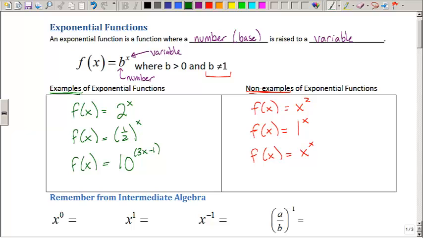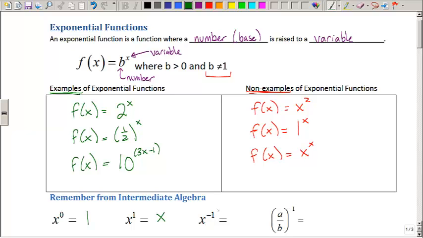Before we start graphing the exponential functions, I want you to remember some properties from intermediate algebra that we'll be using heavily in this section. Any number raised to the 0 power is always 1. 2 to the 0 is 1, 15 to the 0 is 1, 1 to the 0 is always 1. Any number raised to the 1 is itself. For example, 2 to the 1 is 2, 5 to the 1 is 5, 7 to the 1 is 7.